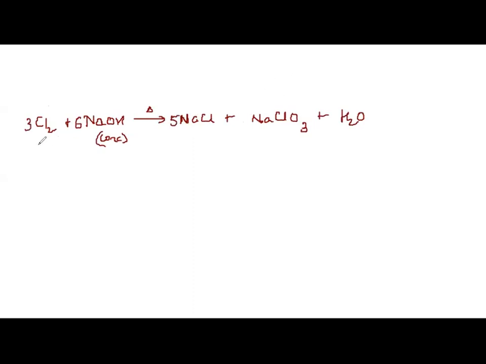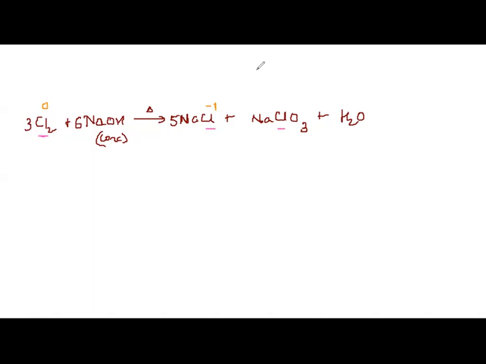So we need to find the oxidation state of chlorine in reactant as well as product. So you can see here the oxidation state of chlorine. It is an element, it is in elementary state, so oxidation state is 0. Correct? Okay, what is the oxidation state here? See, this is an ionic compound, so the metal ion will have positive charge and this will have negative charge. So in this NaCl, chlorine is having -1.